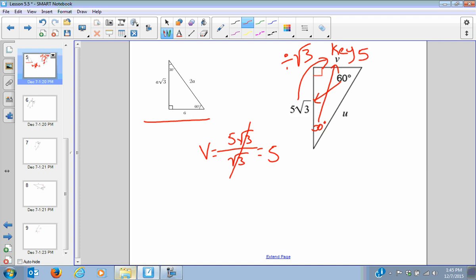So this is 5. Now I need to find the one that's across from the 90. The one across from the 90 is always 2 times the key. Well, 5 is my key, so u is going to equal 5 times 2, which equals 10. So there are my values that they wanted me to find.